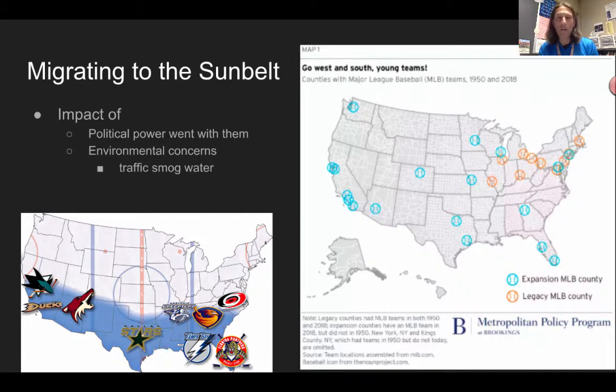The other thing you're going to have with that is environmental concerns. So, for example, Los Angeles, when you have this huge boom in population, there's also going to be a boom in smog and pollution and water and traffic and all those other things.